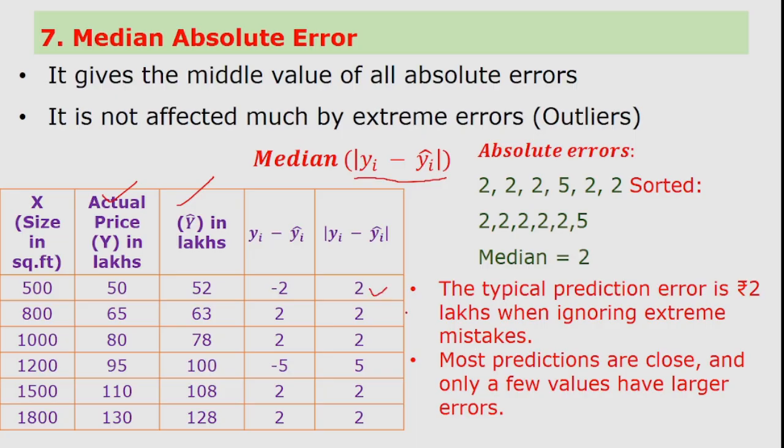No need to sum all those values in this case. Since you are going to take only the median, you need to arrange all those data in ascending order and take the median. If you do that, your median for this example is 2. The typical prediction error is rupees 2 lakhs when ignoring extreme mistakes. So in this case you are getting the answer as 2, and the 2 indicates 2 lakhs when ignoring extreme mistakes. The typical error in this case is 2 lakhs. So most predictions are very close and only a few values have larger errors. That's the takeaway from median absolute error.